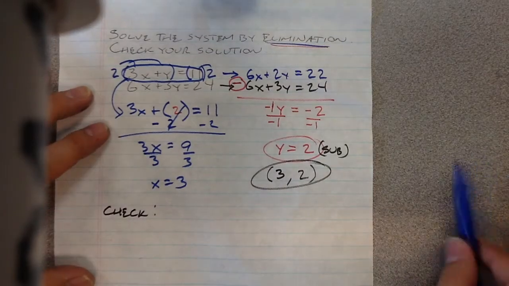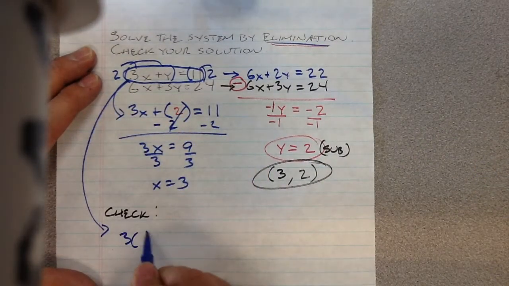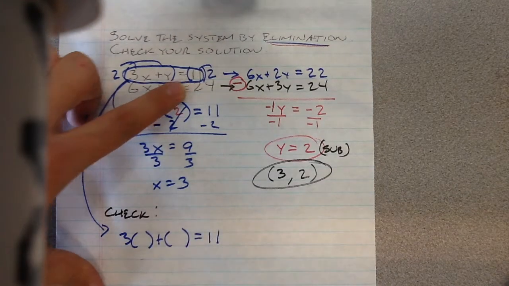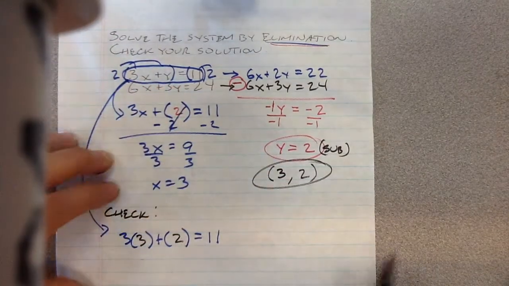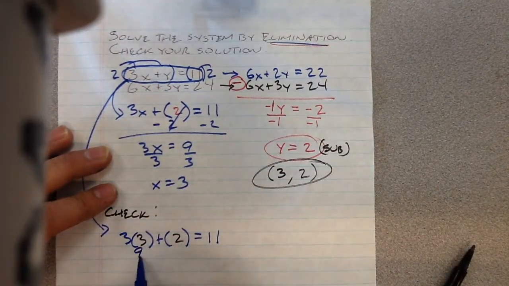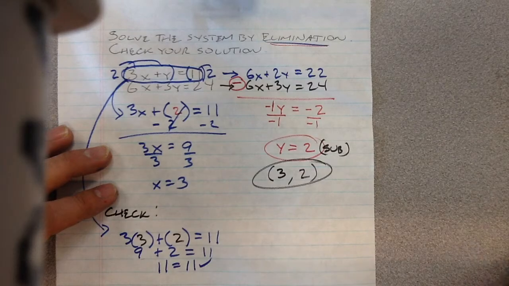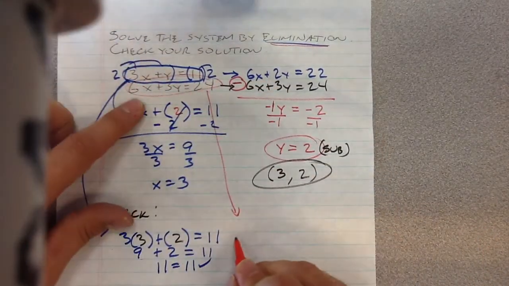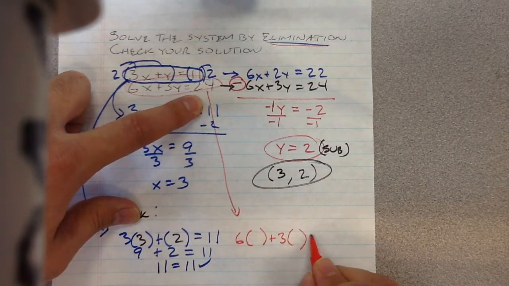So I'm just going to take this top equation. Let's just keep using blue. 3x plus y equals 11. X is 3, y is 2. 3 times 3 is 9 plus 2. 9 plus 2 is 11, so that one checks out. Let's take this bottom equation. Let's do it in red. 6x plus 3y equals 24.